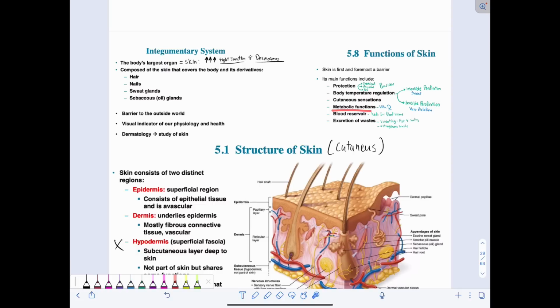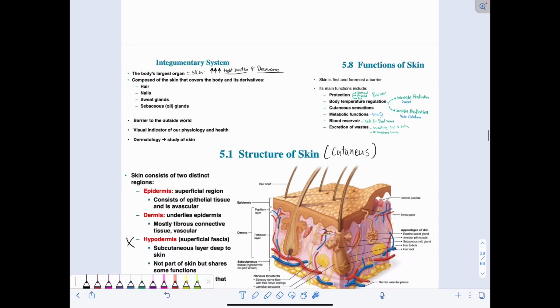Metabolic functions, stick with vitamin D, although there are some other ones as well, but the main one is vitamin D. And the purpose of vitamin D is to absorb calcium. This is why they fortify milk with vitamin D, so you can absorb calcium. Blood reservoir: you have about 5% of your total blood volume inside the skin. And then also there's excretion of waste. We're talking about sweating, salt and water, as well as some other nitrogenous waste like ammonia, uric acid, and all that other stuff.